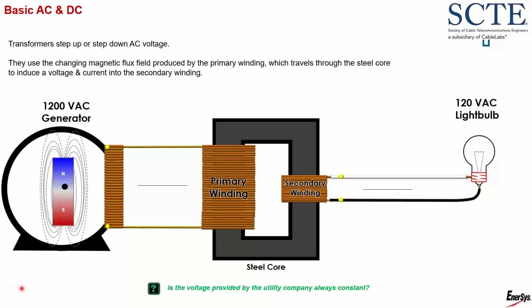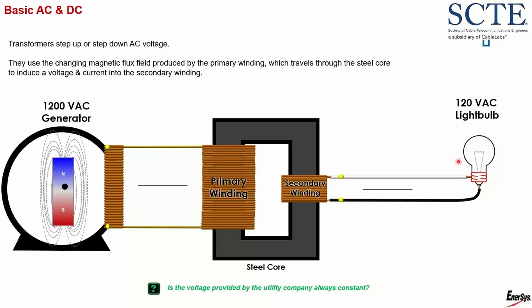All right. So on this screen here, I have a 1200 volt generator, and I have a 120 volt light bulb. Now, if I hook my 1200 volt generator up to my 120 volt light bulb directly, my light bulb's not going to last too long, right? It's basically going to explode. But I want to use my generator with my light bulb. So how can I use my 1200 volt generator with my 120 volt light bulb?